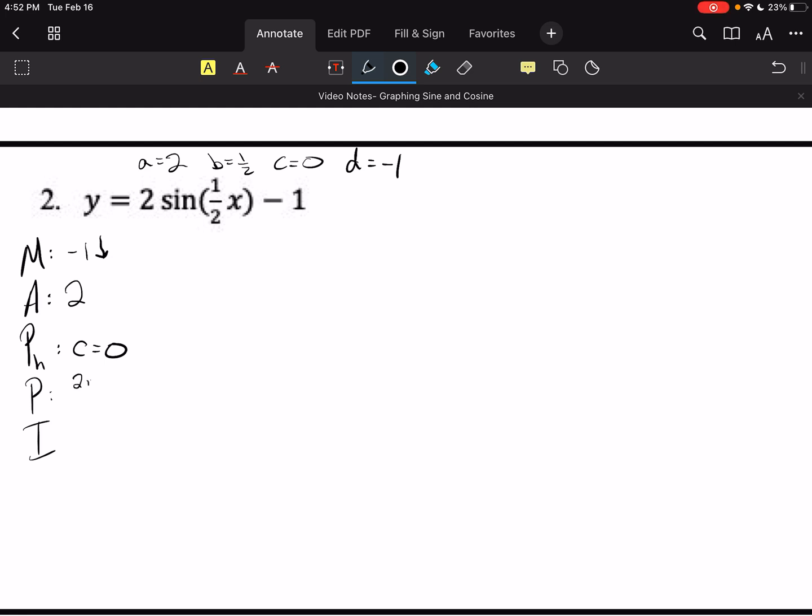Period is going to be 2 pi over B. So that would give me 4 pi. And then my interval, take your period and divide it by 4, which gives me pi. So I'm moving by pi. So, setting up the graph.